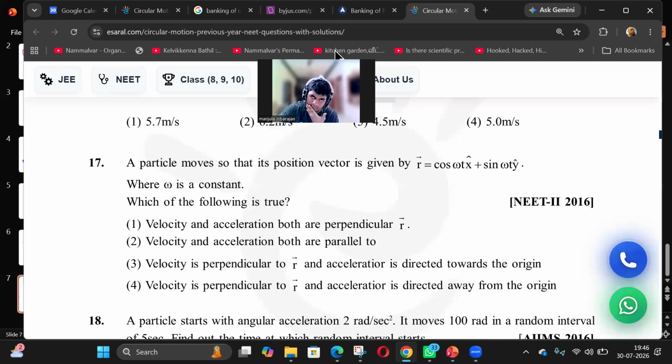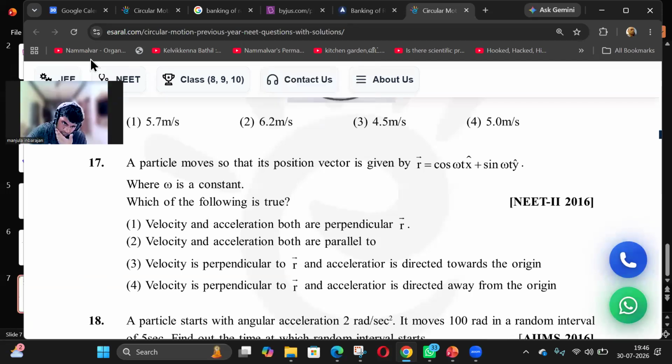Question 17. Theoretical question. So there's uniform circular motion. Uniform circular motion in terms of this, you have to find out. No, just look at the options.